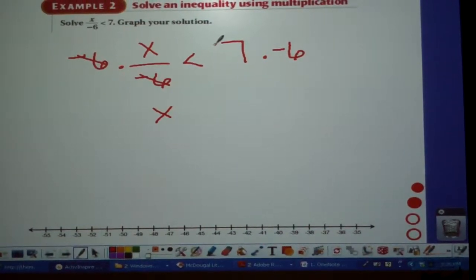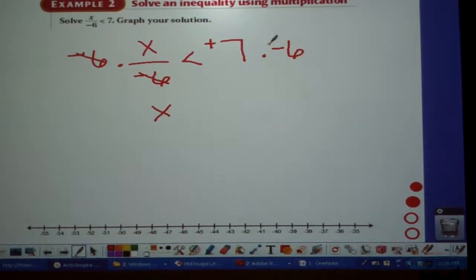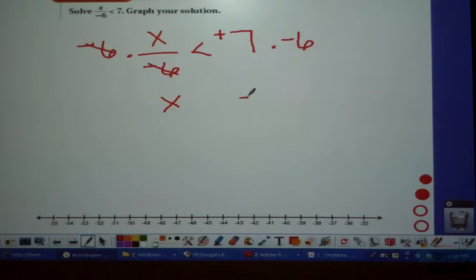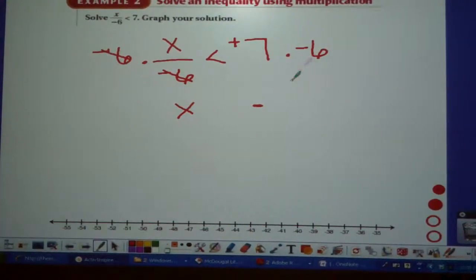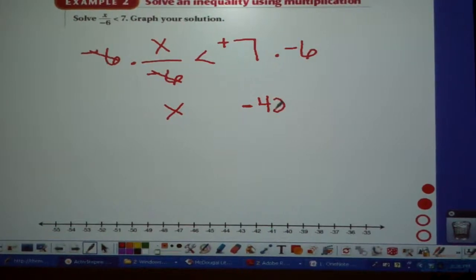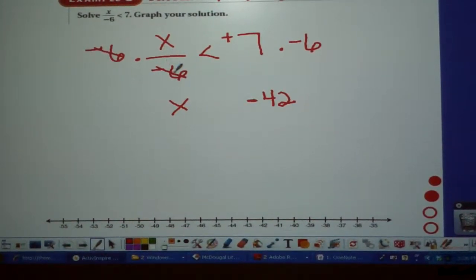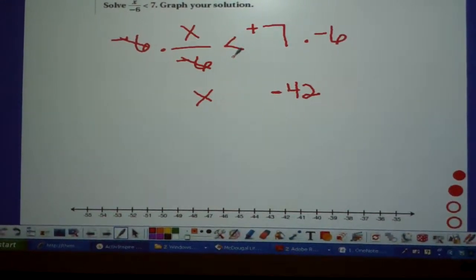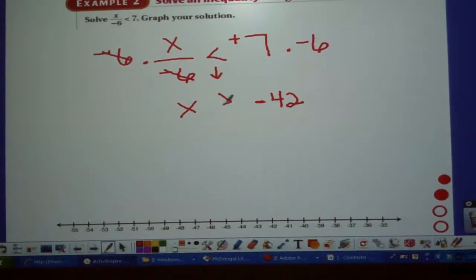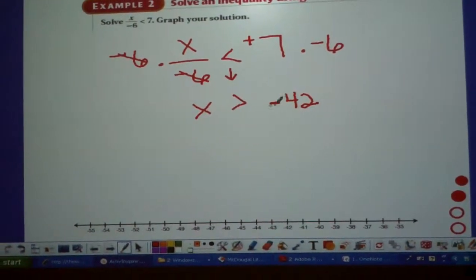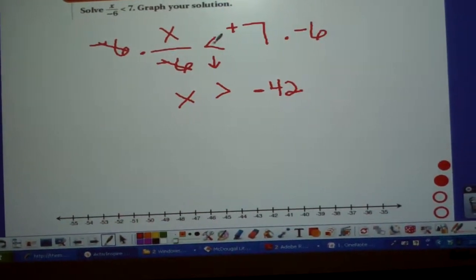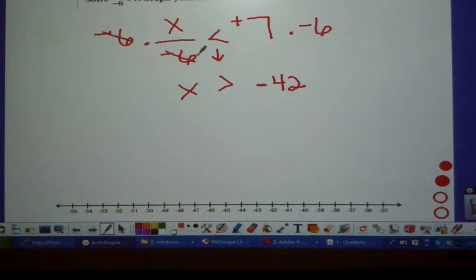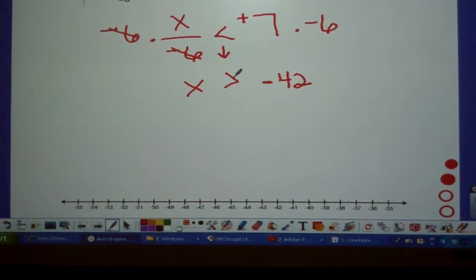Now, you have a positive times a negative. Anytime you're multiplying and the signs are different, we're going to end up with a negative number. 7 times 6 is 42. Now here's the thing. Anytime that you multiply or divide by a negative, you're going to take this sign and flip it around. Let me just say that one more time: anytime you multiply or divide by a negative, you're going to flip the sign around.